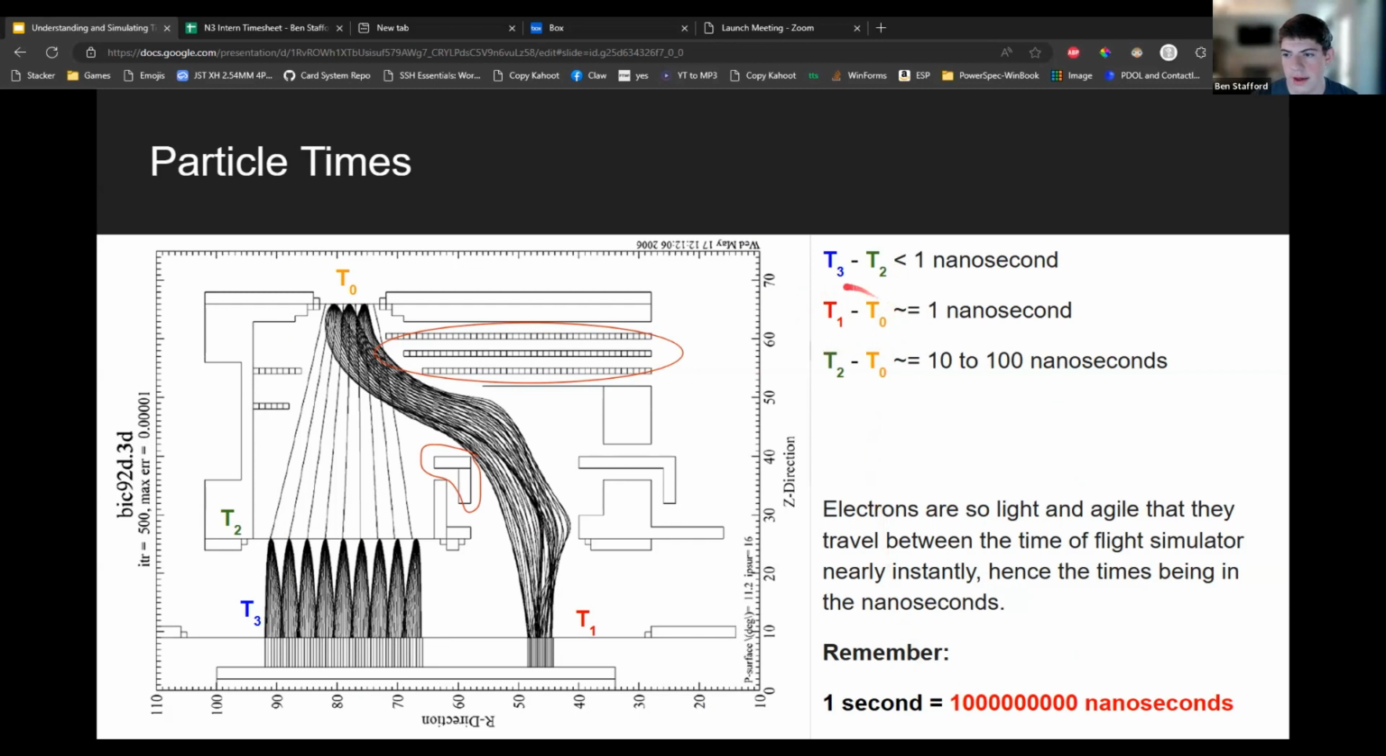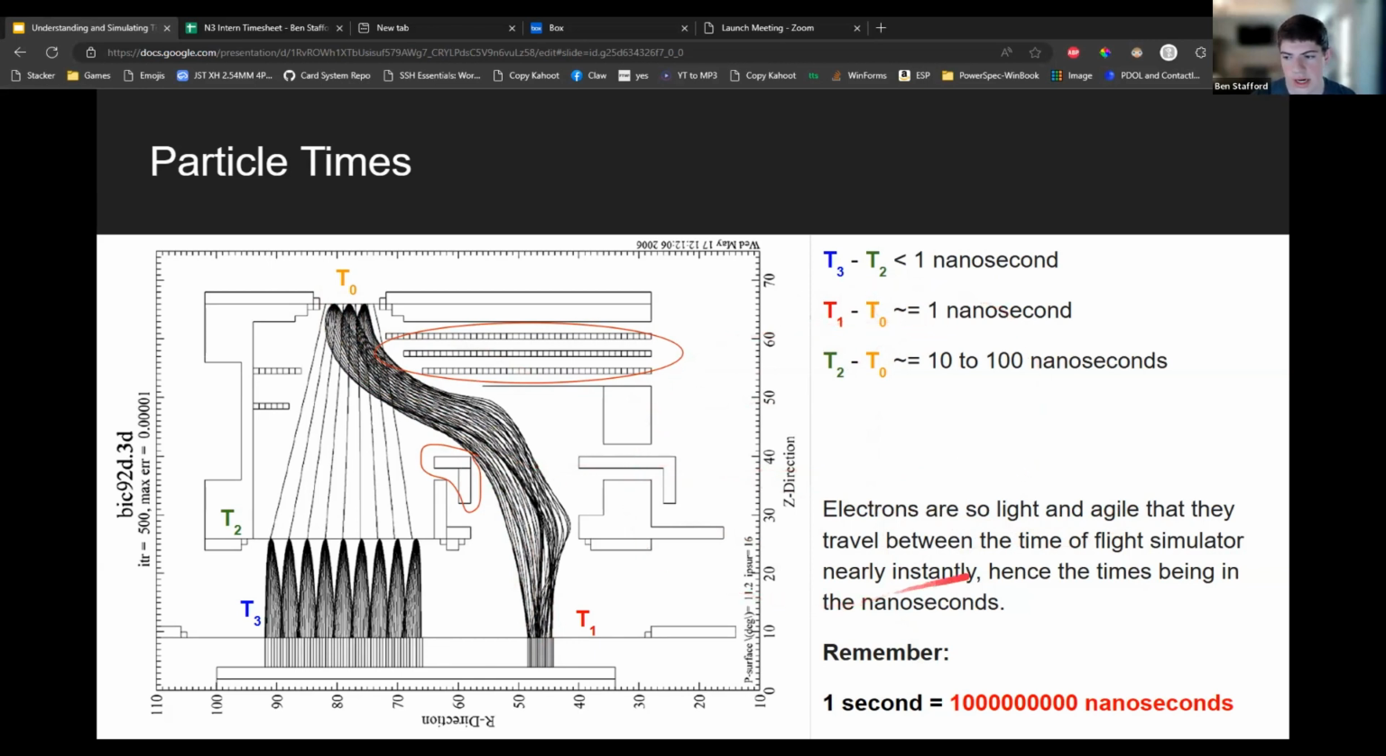From here, we have T1 minus T0, which is the distance between these 2, T1 and T0. It's a little bit longer, but because they're electrons, they're so light and agile that they flow nearly instantly. So that time is just about 1 nanosecond.